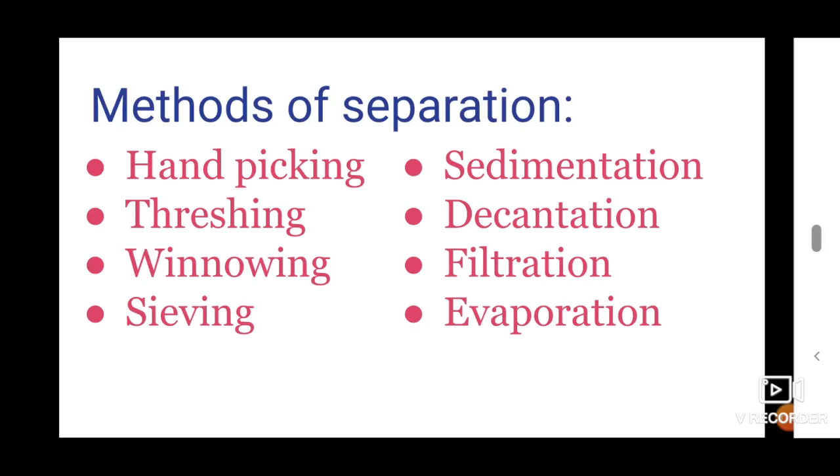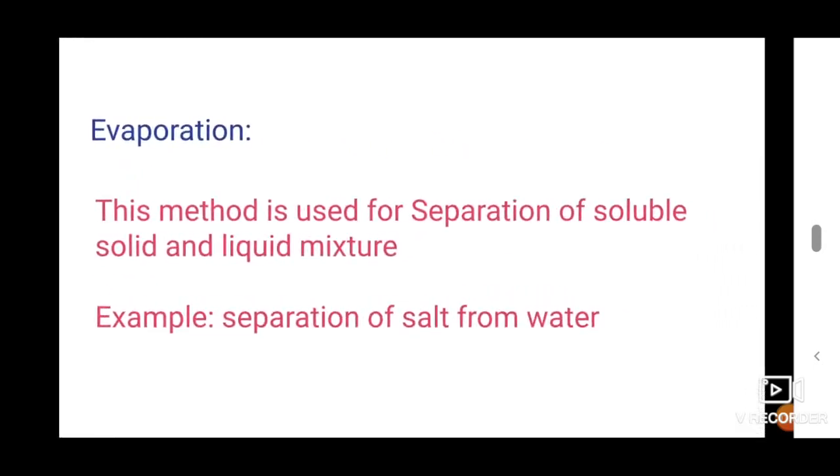Today we are going to discuss evaporation. This evaporation method is used for separation of a soluble solid and liquid mixture. For example, a mixture of salt and water. Here, in this mixture, can we see the salt in the water? No. So this kind of mixture can be separated by the evaporation method. So the evaporation method is suitable for separation of a soluble solid and liquid mixture. So first we are going to learn what a soluble solid and liquid mixture is.